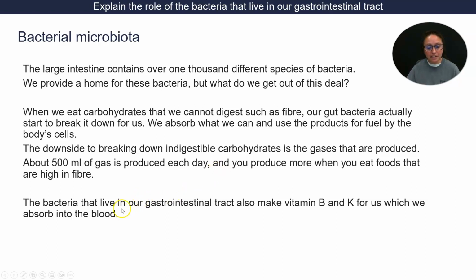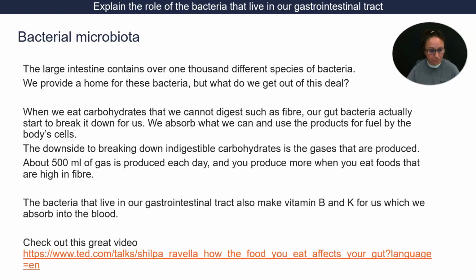The bacteria that live in our gastrointestinal tract also make vitamins for us. They can make vitamin B and vitamin K, which we put into our blood and use. So we need to be friends with the bacteria in our gastrointestinal tract, because we provide a home for them and they help us out in quite a few ways.